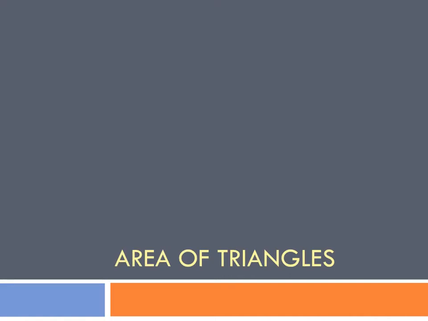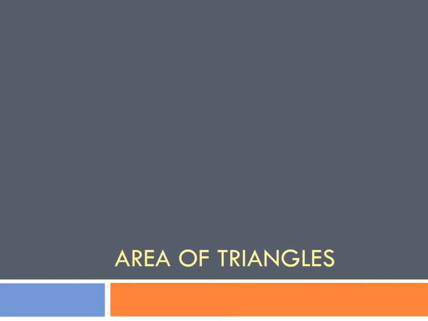Alright, so this section is pretty short. We're going to be talking about how to find the area of different triangles. And the key thing is, just like our law of sines and law of cosines, the triangles are not right triangles. So the formulas we're going to talk about in this section deal with finding the area of oblique triangles.